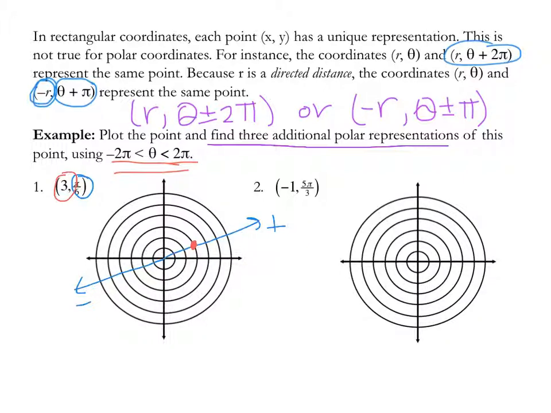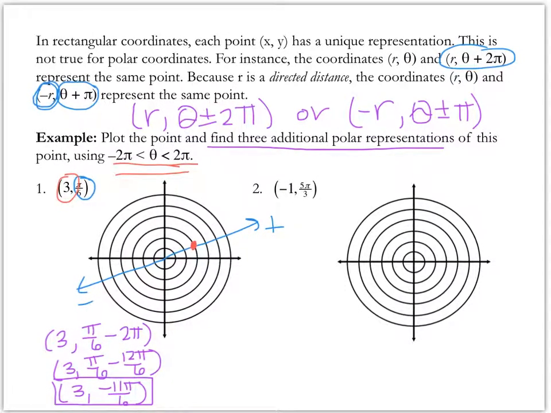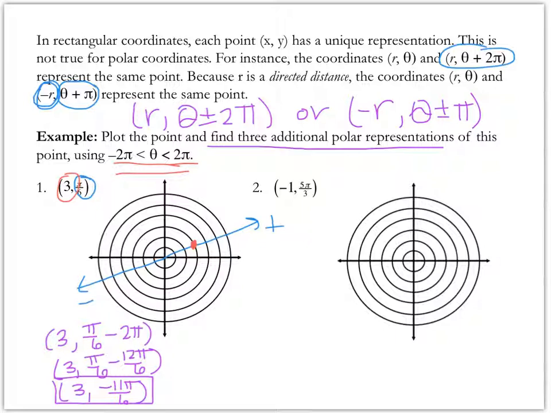So to get 3 additional representations, one of our options is to keep r the same and take pi over 6, that original theta value, and we could add 2 pi, but if I did that for this example, it would get too big. So my other ability is to subtract 2 pi. And in order to do that, you really do need a common denominator. So if we change that to be out of 6, it would be 12 pi over 6. And then if I subtract it, I'll get 11 pi over 6. So one point that would stop at the very same exact position would be 3 comma negative 11 pi over 6.